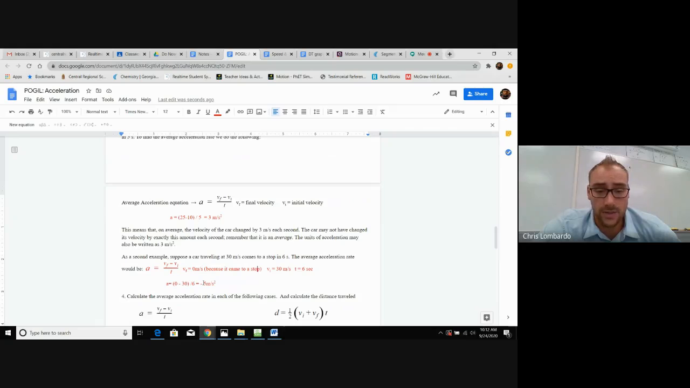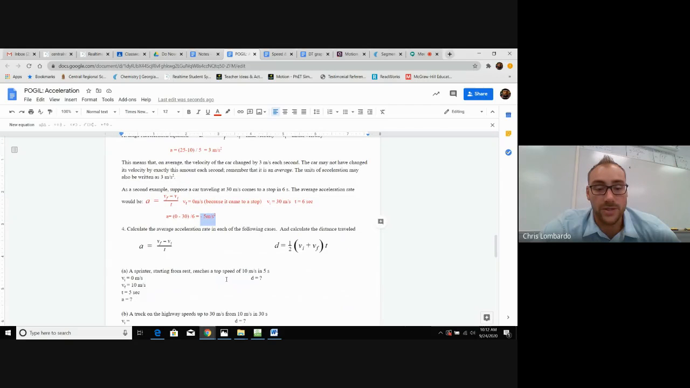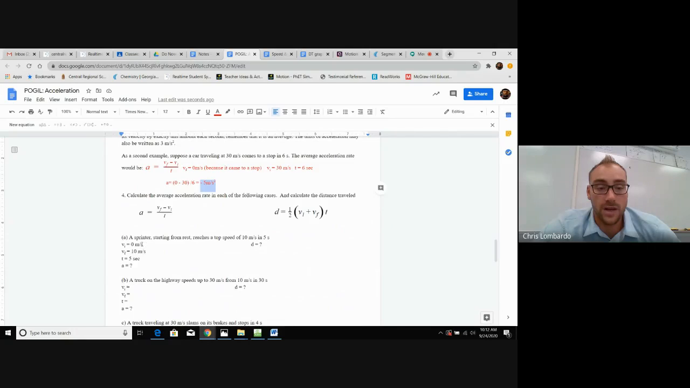Yes, you can get a negative acceleration. That's okay. That means it's doing what? Slowing down. So in the next ones, what I'm asking you guys to do is figure out your VI, VF, T, and then you're going to do 2 things. Find the acceleration, and then find the distance traveled during that time frame.